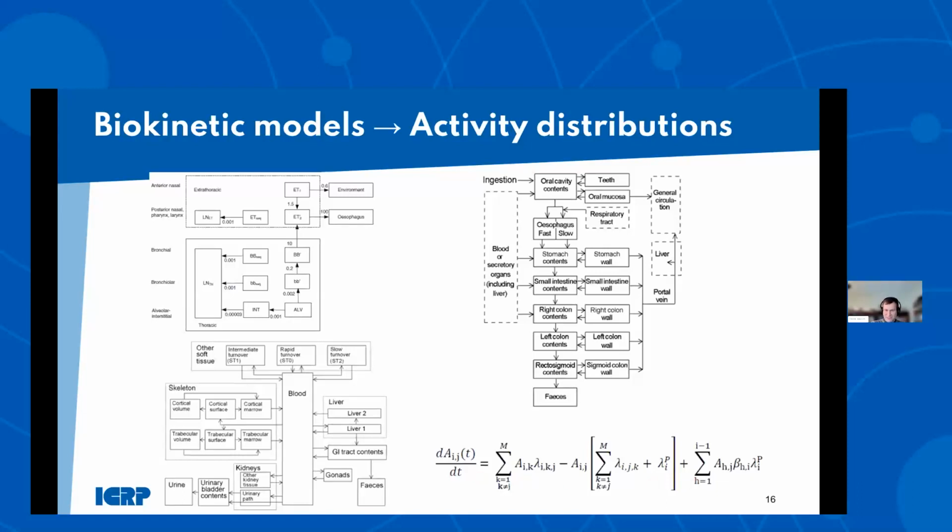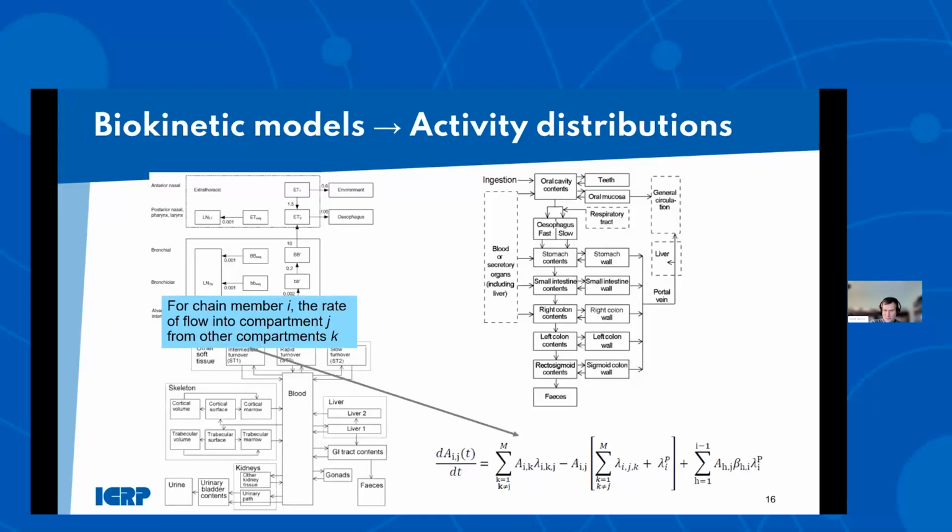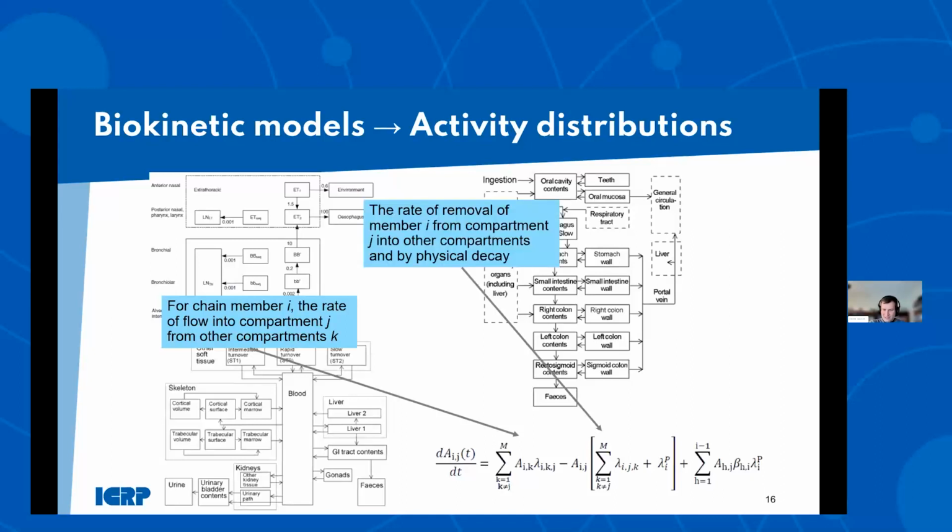And this equation has 3 terms. The first represents material flowing into the source region from other regions due to the body's physiology. The second term covers loss of material from this source region due to either physiological removal from that region or radioactive decay, physical decay. And the third term represents ingrowth of the radionuclide we're currently considering due to radioactive decay of its parent taking place in this source region we're looking at.